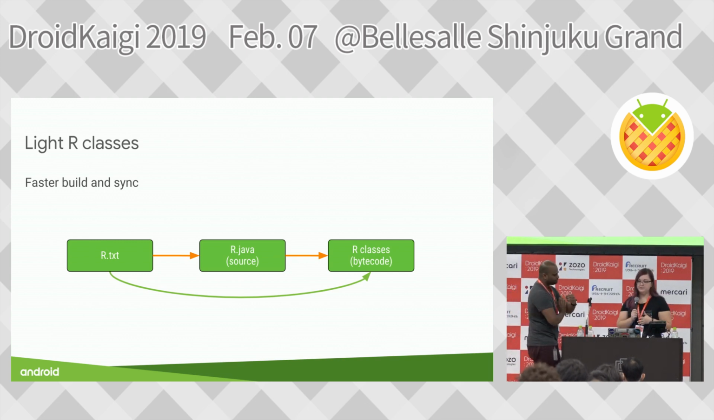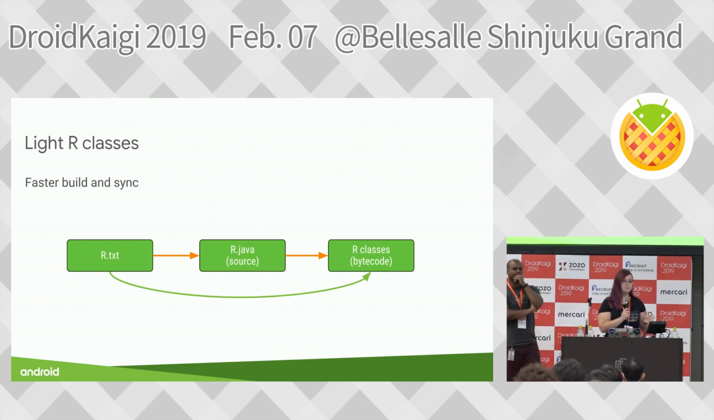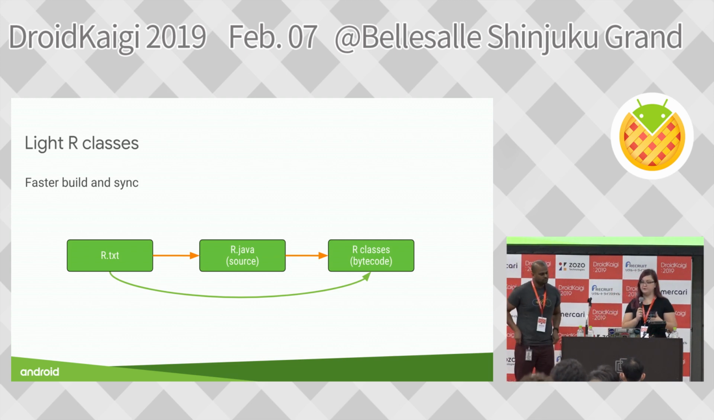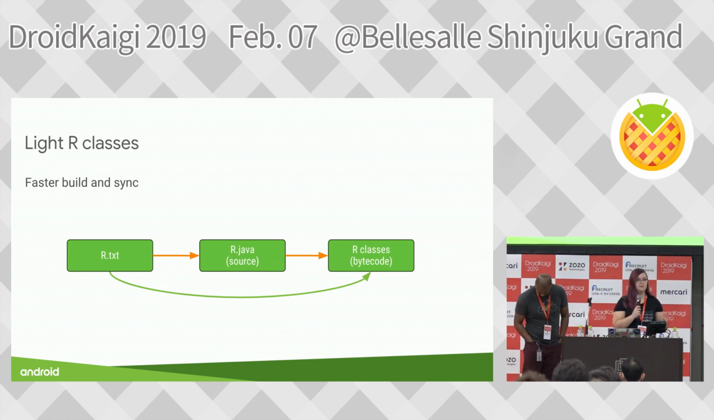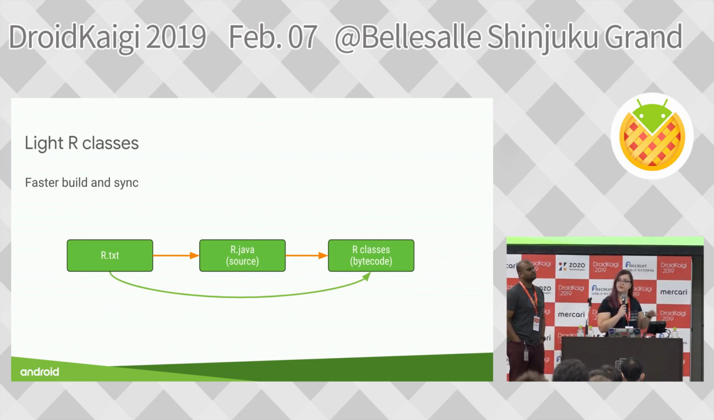This can lead to double-digit percent speed improvements for big library projects, especially multi-module ones, due to the R classes being really big, especially the higher you get in the dependency tree. Also, skipping the source has a great impact on the IDE itself for sync and indexing, because there's a lot less code to parse. It doesn't parse the source code anymore, it just parses the r.txt file. So you can see faster build speed, faster sync, and faster indexing.